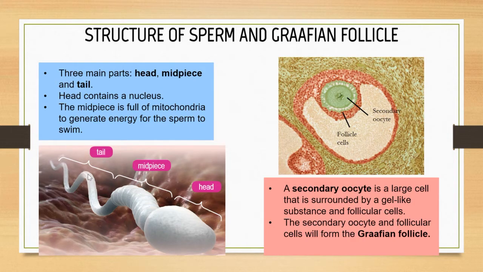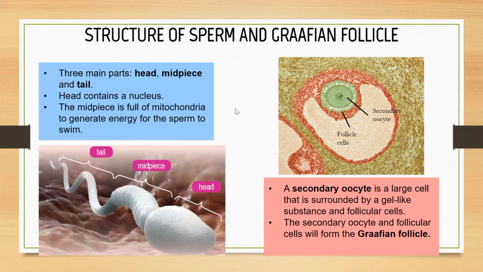Okay, so those are the parts of the sperm. The head contains a nucleus that carries genetic material. The midpiece contains a lot of mitochondria to generate a lot of energy for the sperm to swim. The tail will help the sperm to swim.